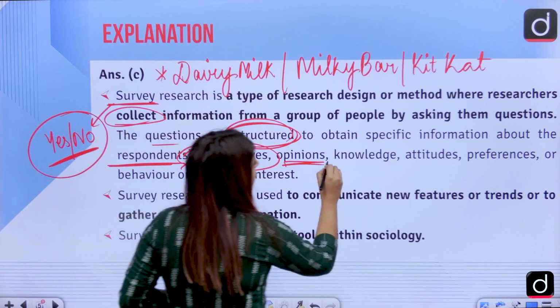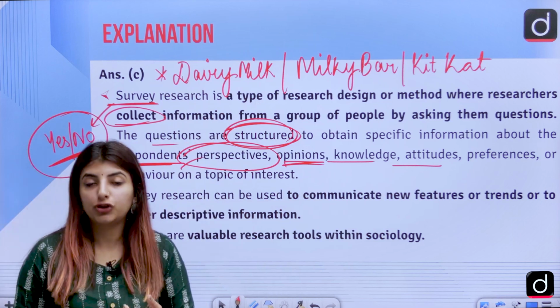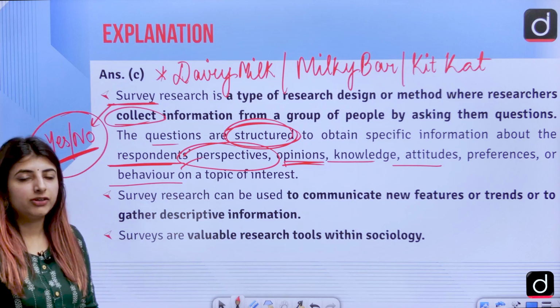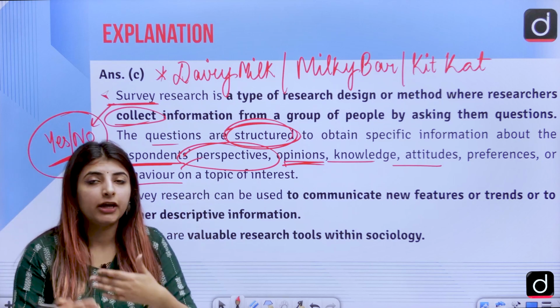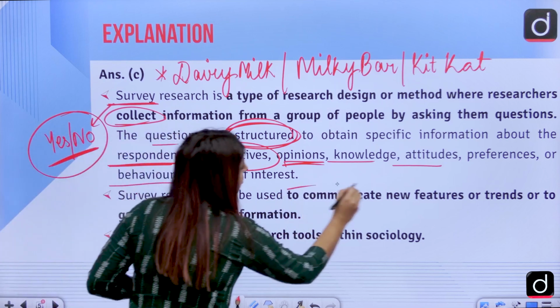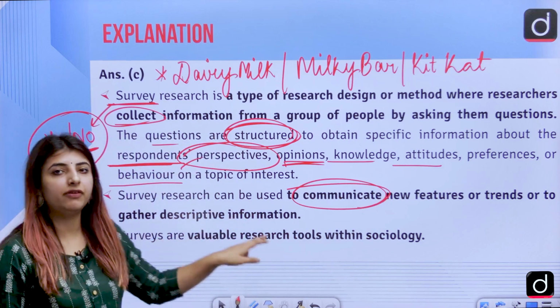The chocolates. Knowledge, attitudes, preferences. Do you prefer yoga pants or do you prefer shorts while going to the gym? Behavior on a topic of interest. So whatever topic is going there, that is the one which will be talked about in the survey research. Survey research can be used to communicate new features or trends or to gather descriptive information.